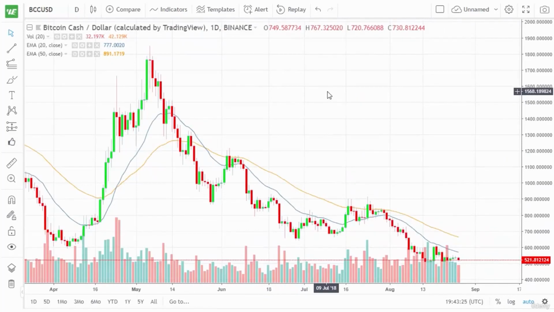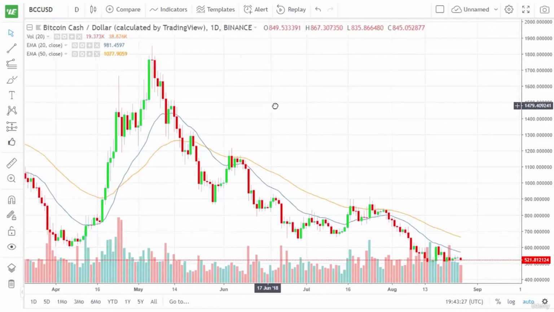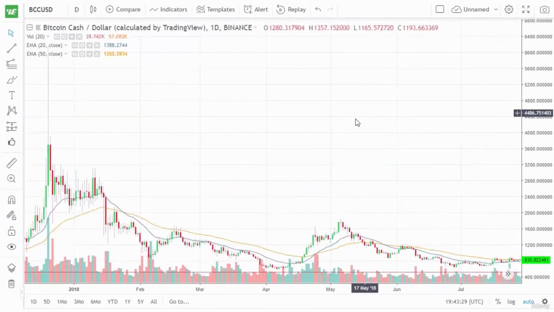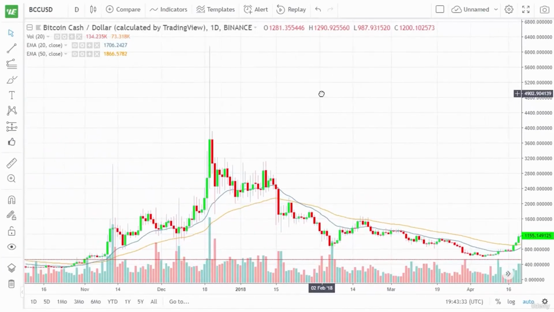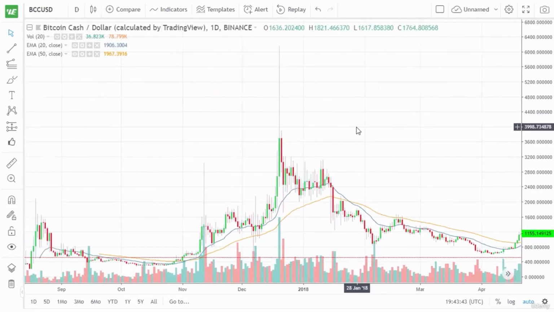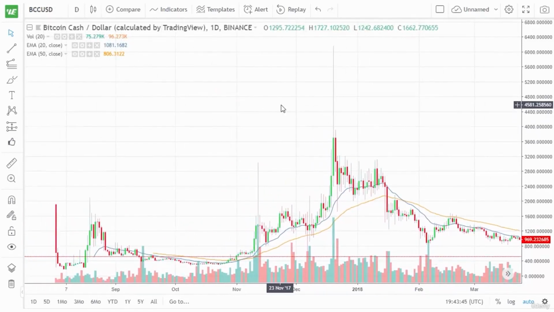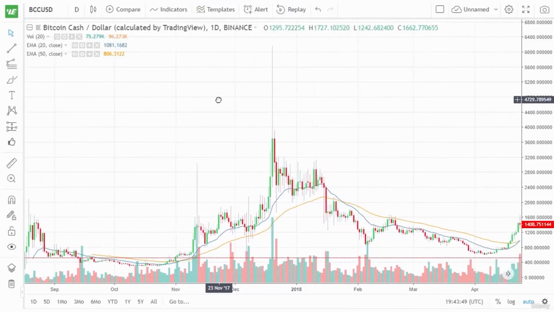So over here in Bitcoin Cash, you can see that I have a trend following system set up. I've got the 20 EMA and the 50 EMA drawn up on the daily chart, and you can see that I also have volume up. Volume is very important in this market. And you can see that we had a pretty strong run higher.